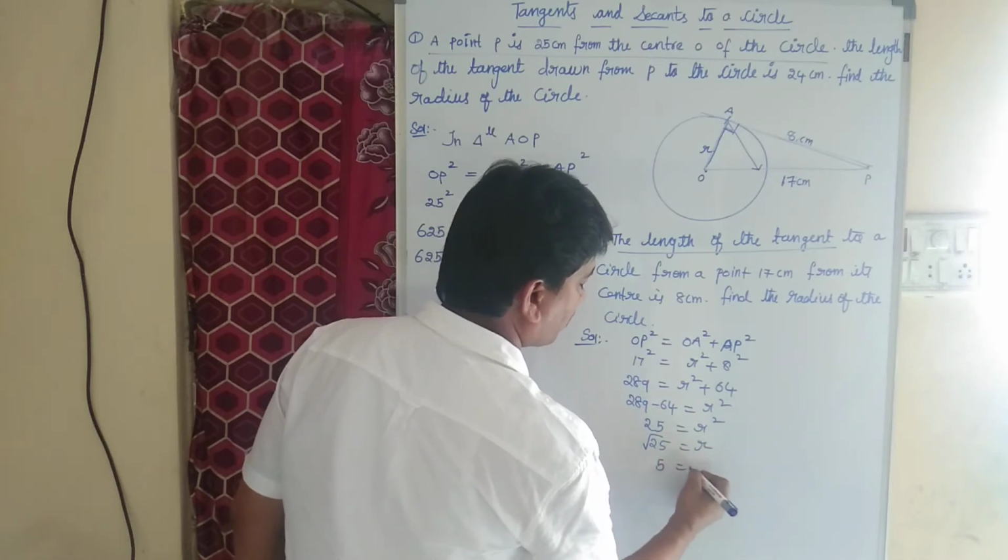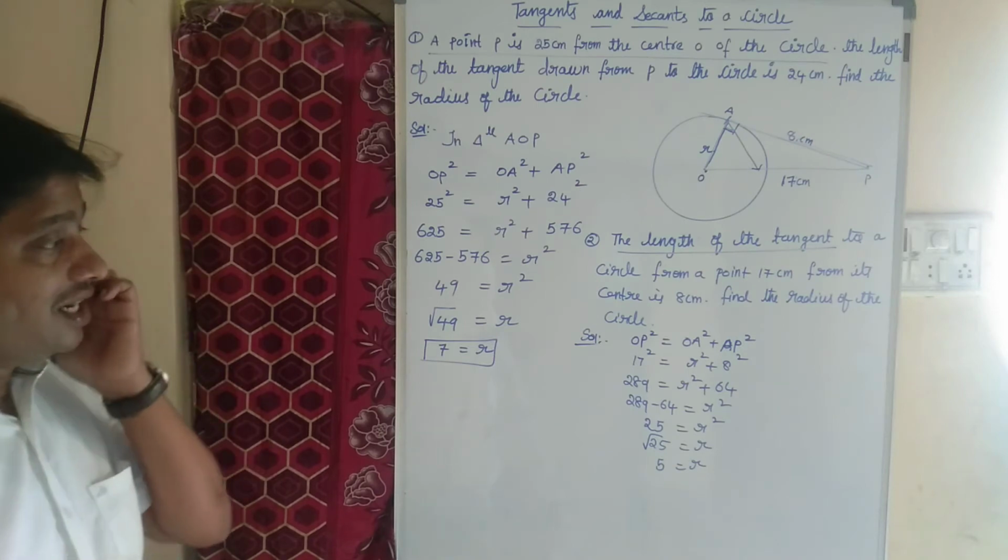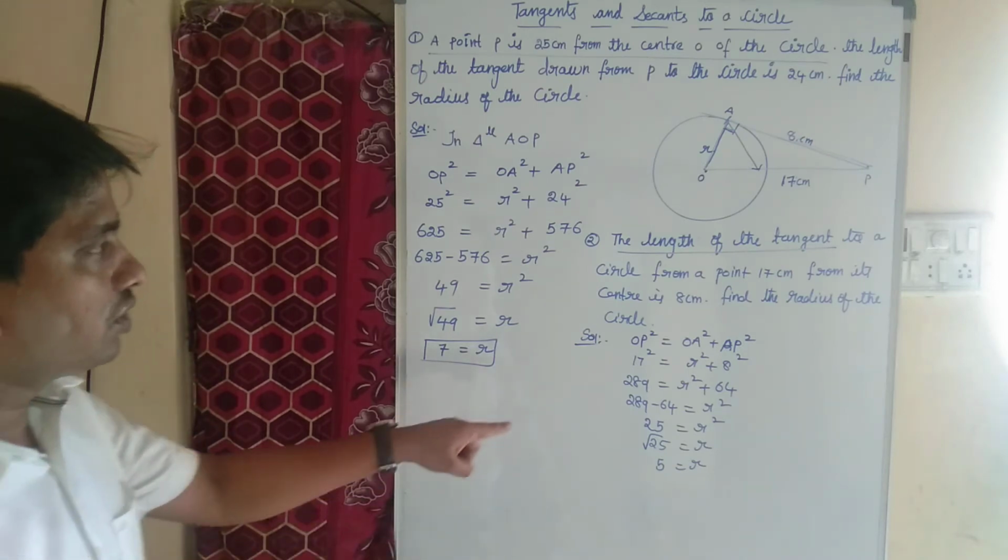So what is the square root of 225? Square root of 225 is 15, right? Therefore, what is the radius of the circle? Therefore, the radius of the circle is equal to 15 cm.